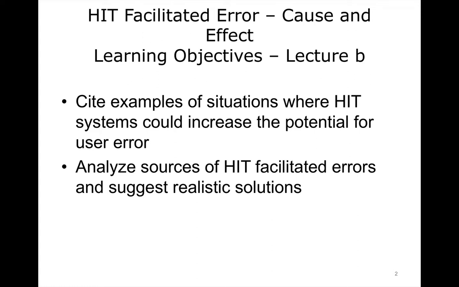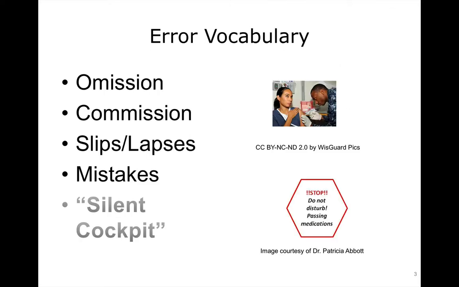The objectives for HIT Facilitated Error, Cause and Effect, Lecture B, are to cite examples of situations where HIT systems could increase the potential for user error, and analyze sources of HIT facilitated errors and suggest realistic solutions.